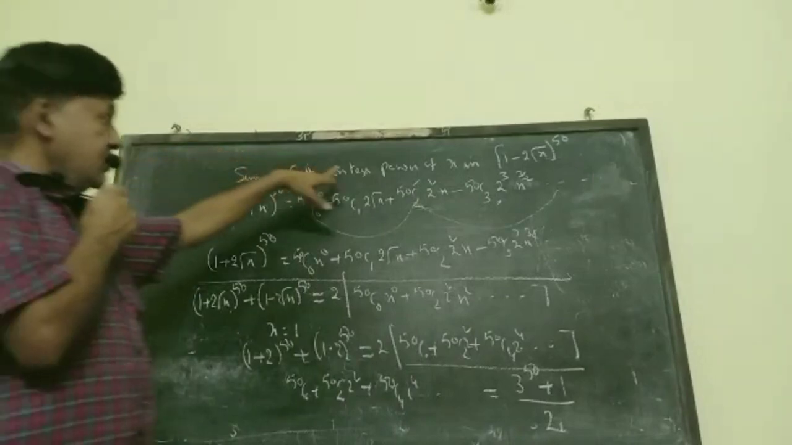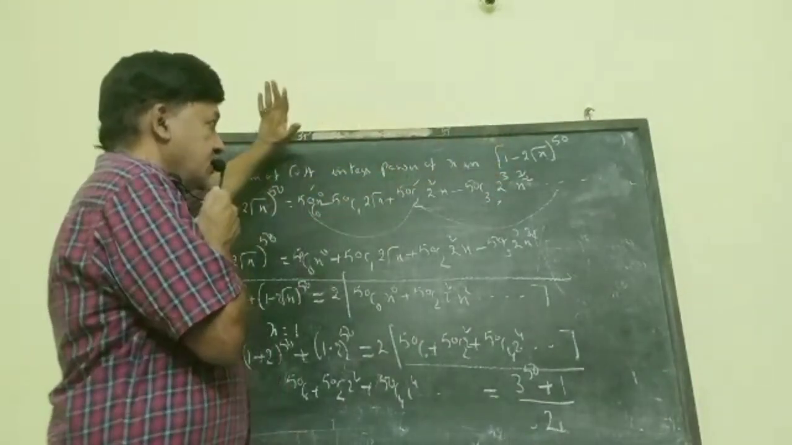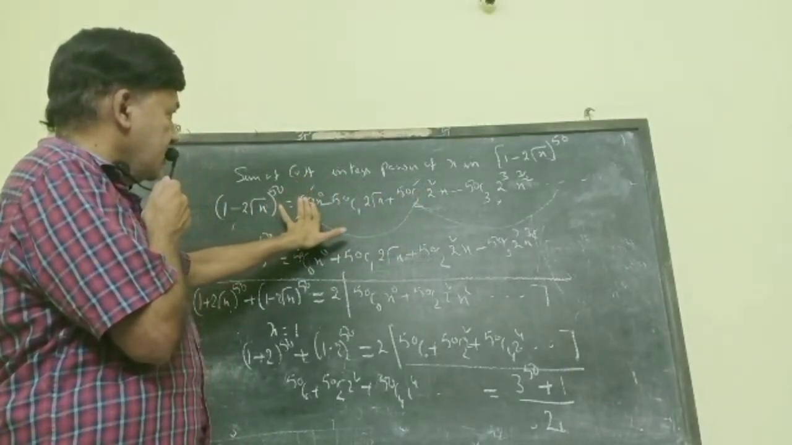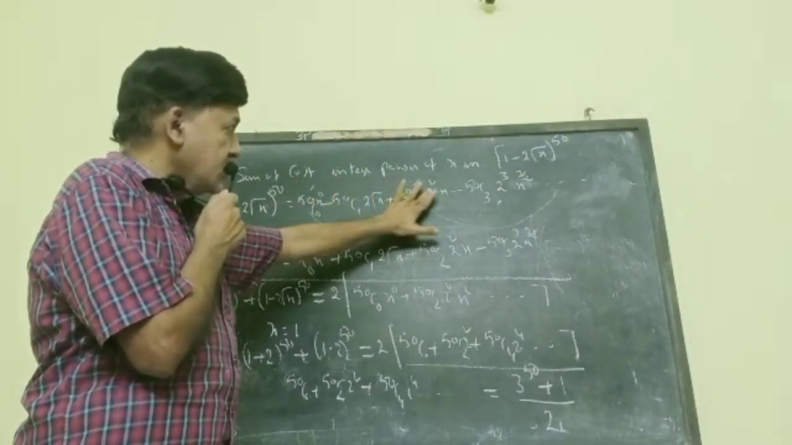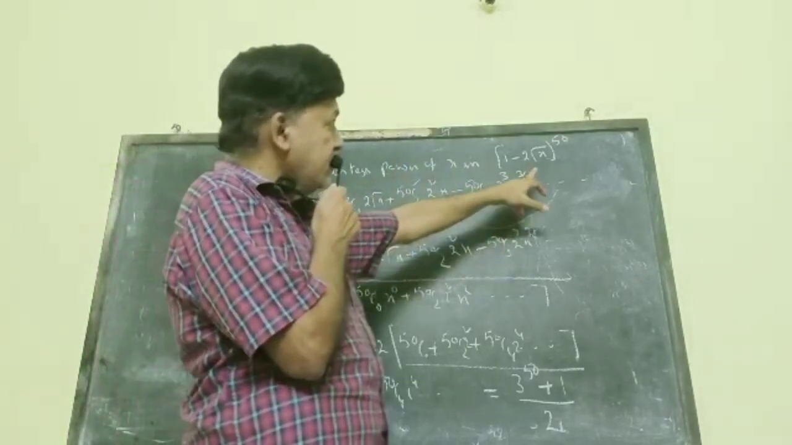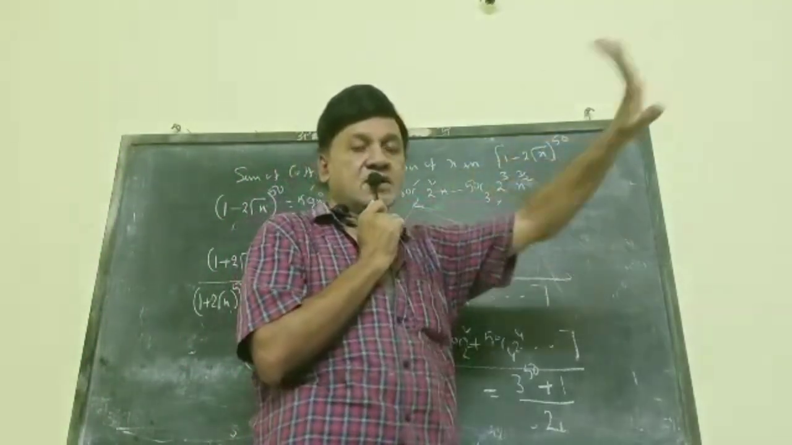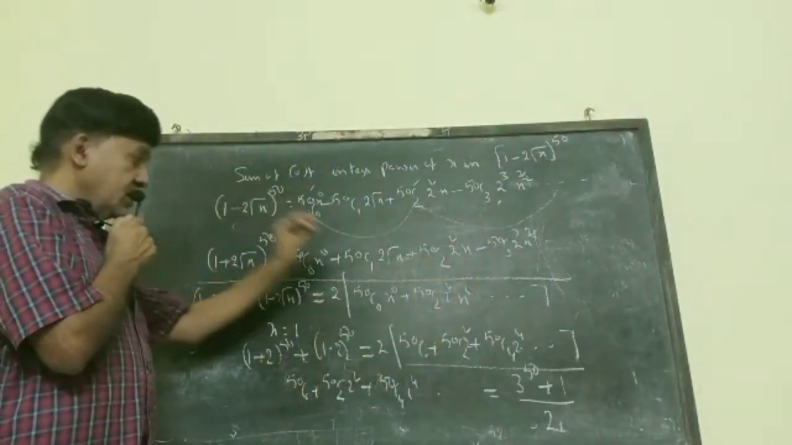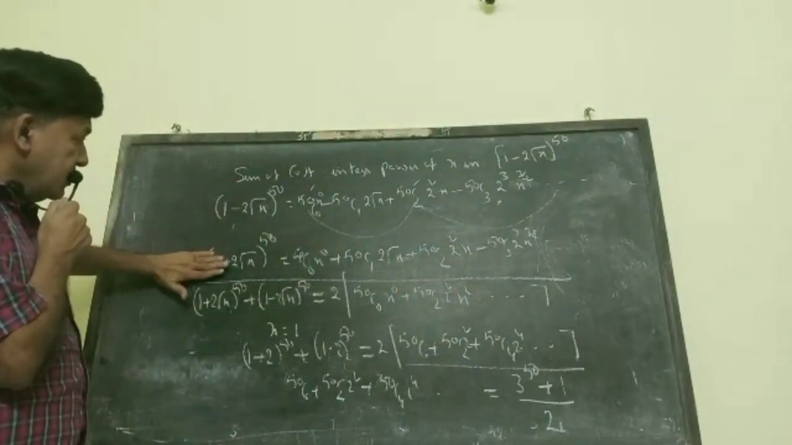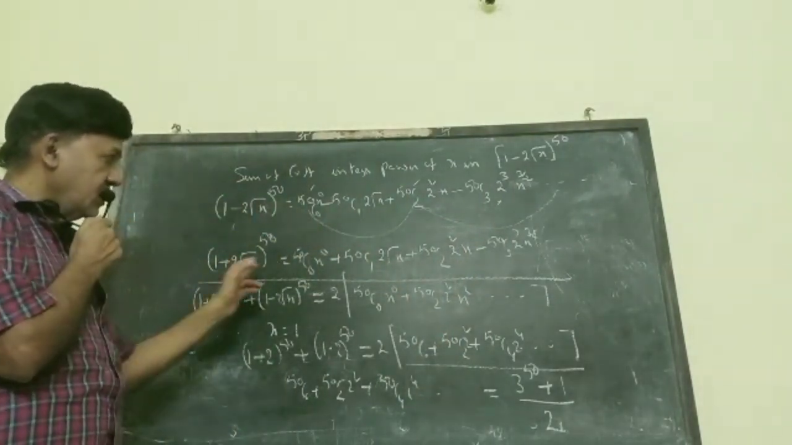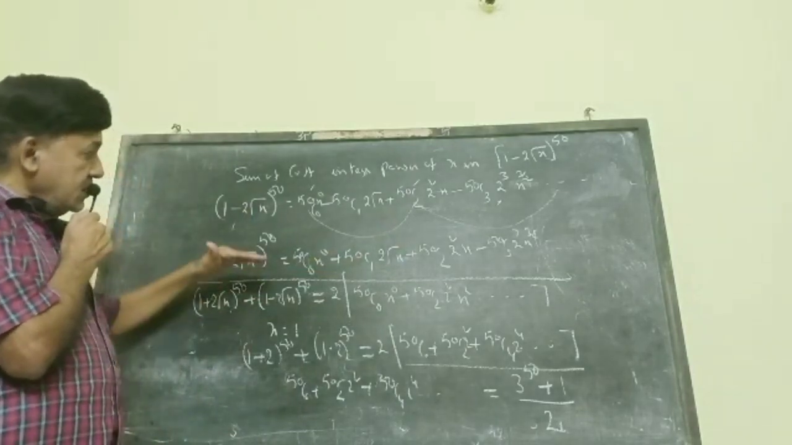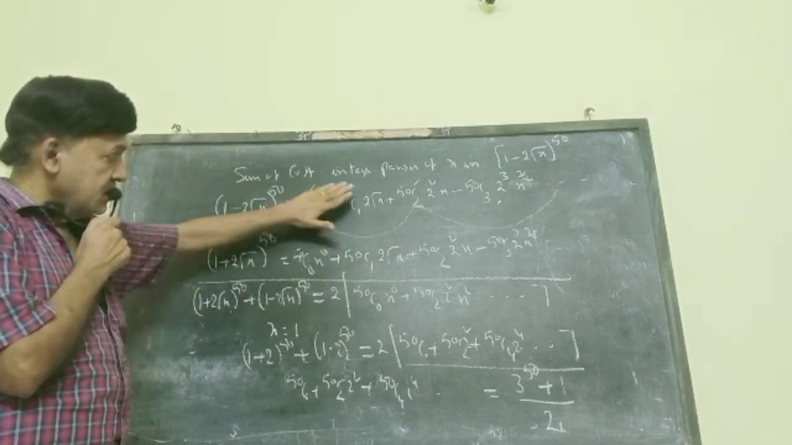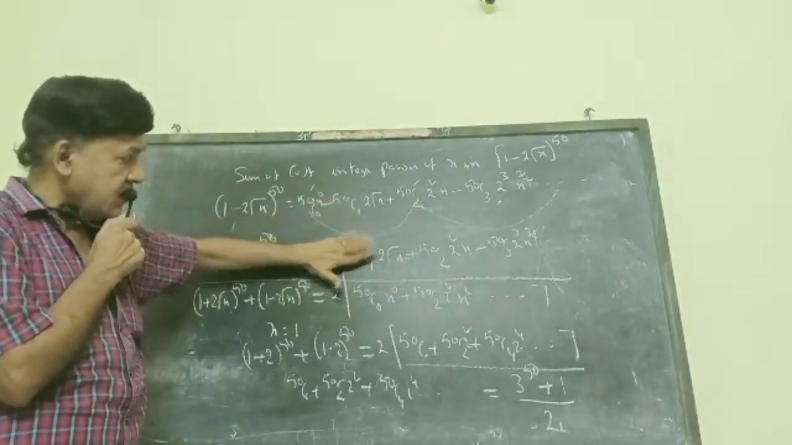Sum of the coefficients of integer powers of x in this means you expand this. You require 50C0, 50C2 2 square, next you will get 50C4 2 power 4, etc. So they all have integer powers of x. To calculate this, you consider (1 plus 2 root x) whole power 50, you will get like this. Then add these two. These two will come twice. This will come twice. These two will cancel.